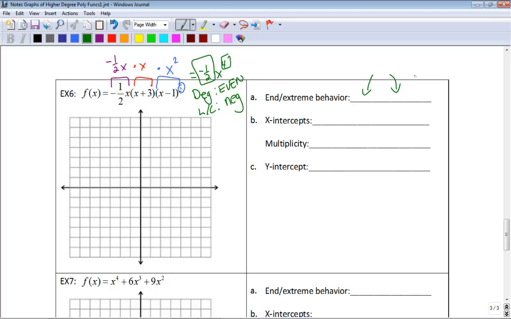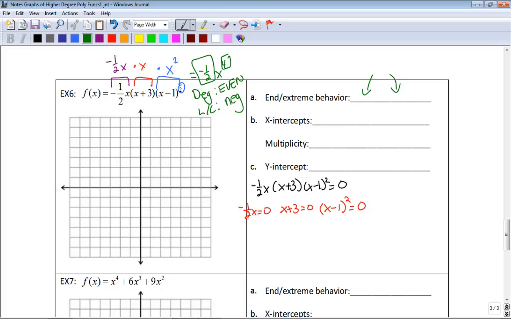X-intercepts. What are the x-intercepts? Well, remember you find those by setting the function equal to 0 and solving for x. Now the reason that I did not want you to multiply this out is if you did actually multiply this out, the next step is to factor. So you'd be wasting time. So never multiply it out more than we did up here. So what do I need to do? I set each one of these factors equal to 0 and I solve them for x. So I have negative 1 half x equals 0, x plus 3 equals 0, and x minus 1 raised to the 2nd power is equal to 0.